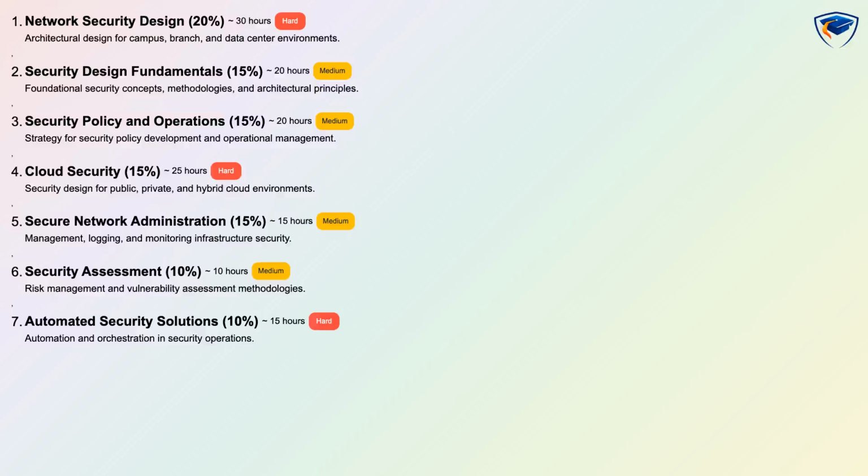The exam covers 7 domains with exact weights as follows: Network Security Design 20%, Security Design Fundamentals 15%, Security Policy and Operations 15%, Cloud Security 15%, Secure Network Administration 15%, Security Assessment 10%, and Automated Security Solutions 10%.